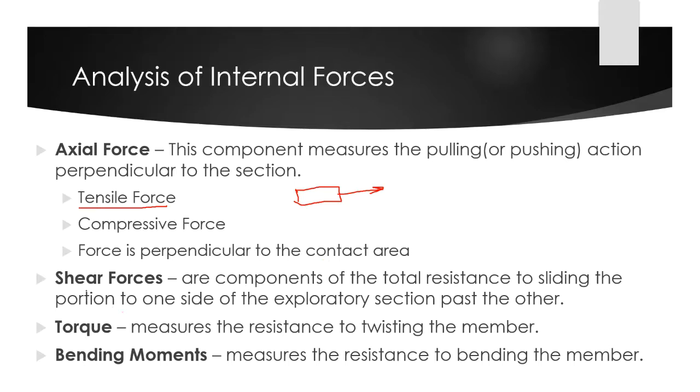We also have what we call the shear forces. These are components of the total resistance to sliding the portion to one side of the exploratory section past the other. We also have torque. It measures the resistance to twisting the member, or this is the twisting of some objects. That is what we call torque. And the bending moments, which measure the resistance to bending the member.